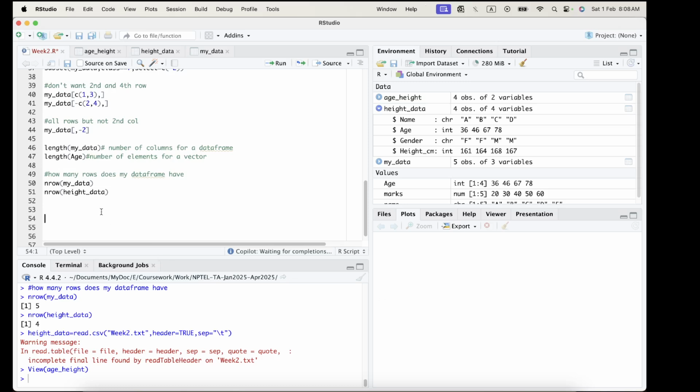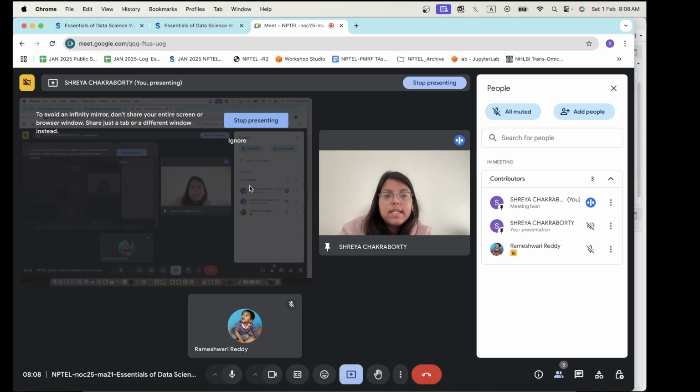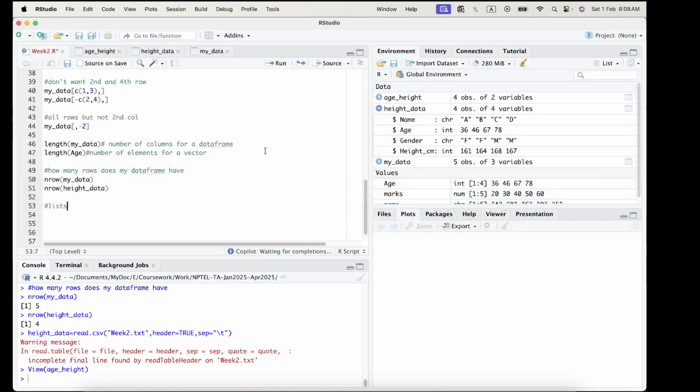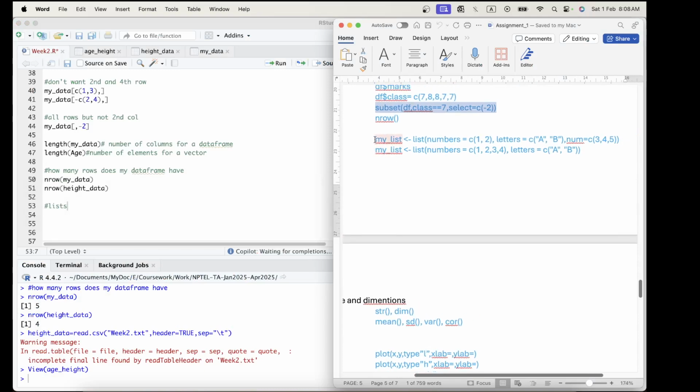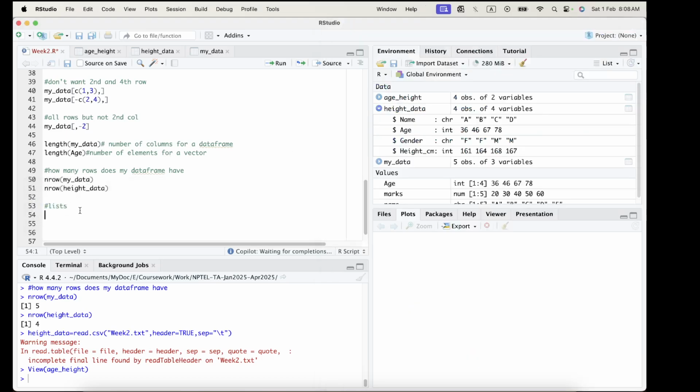Alright, so next I am going to move on to the list data structure. So here again, this is how you prepare a list. Okay, I'll break it down one by one.